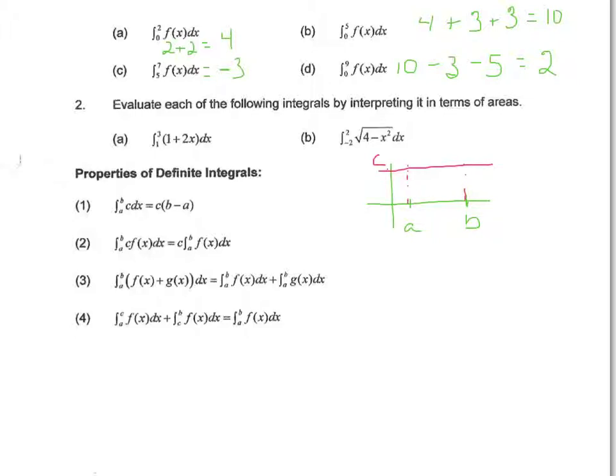What kind of figure do I have? A rectangle. How do we find the area of a rectangle? Length times width, or base times height. In this case, what's my height? Your height is C. And what's the base? B minus A. Which gives us that property. So we can visually see why that's the case.